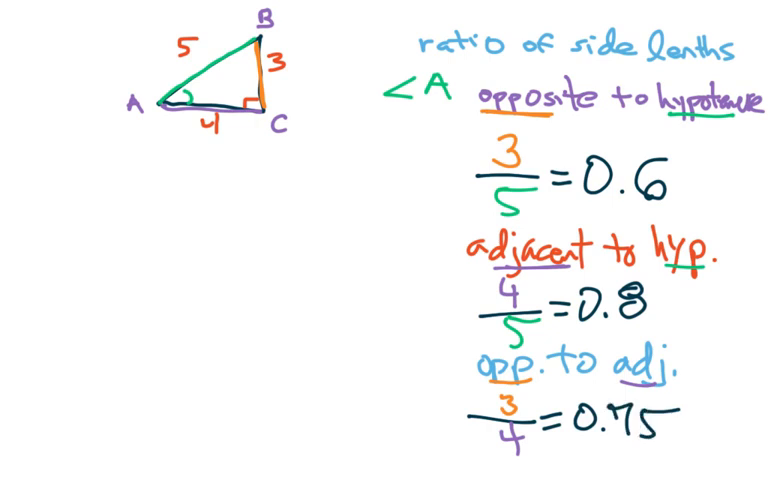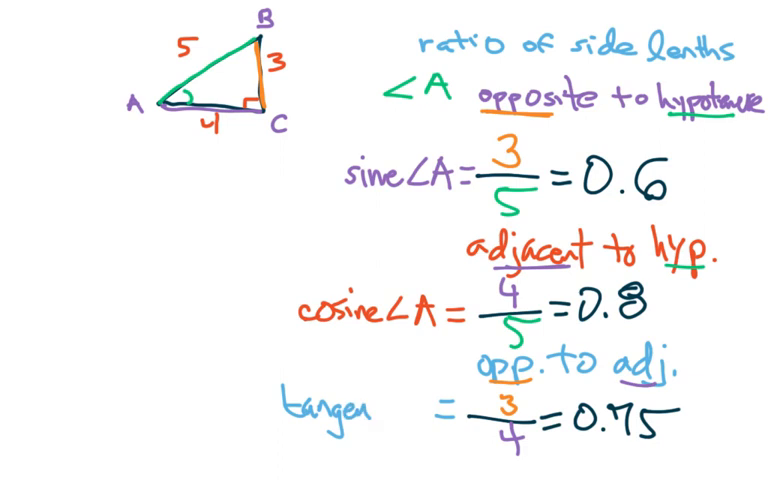Now this opens us up into trig, and I'm going to name these. We will do a trig lesson a little bit later on. But right now, this first ratio we looked at is called sine, S-I-N-E. We would say that the sine of angle A is equal to 3 to 5, or 0.6. This next one is called cosine, C-O-S-I-N-E. The cosine of angle A is equal to 4 to 5, or 0.8. And then the last one is called tangent, T-A-N-G-E-N-T. The tangent of angle A is 3 to 4, or 0.75.